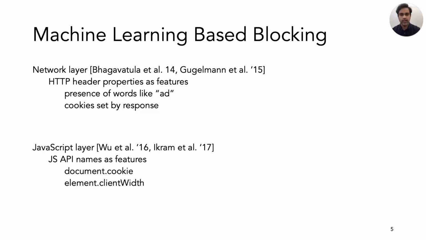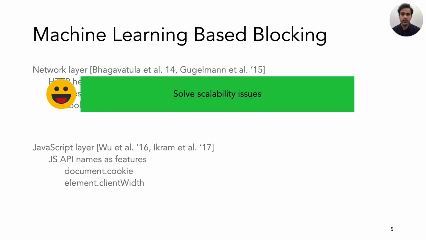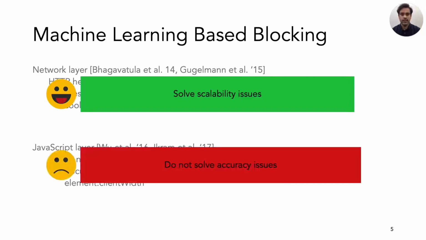The JavaScript layer approaches try to learn advertising and tracking by featurizing these scripts. They look for the presence of certain APIs in the scripts to predict whether they are advertising or tracking related. For example, they check whether the scripts interact with the cookies. While these approaches do a good job at solving the scalability issues by automating ad and tracker blocking, they suffer from accuracy issues since they do not consider all 3 layers of the web stack.